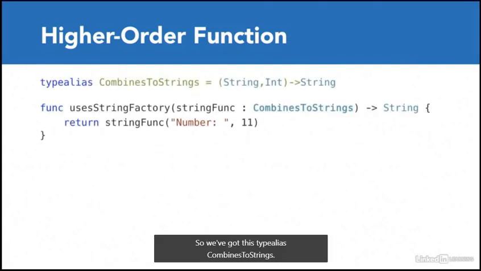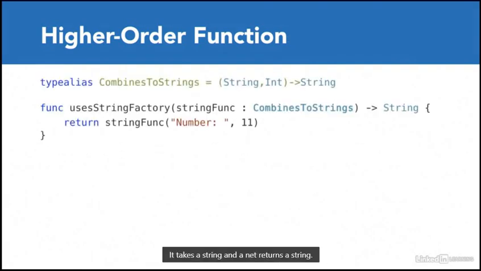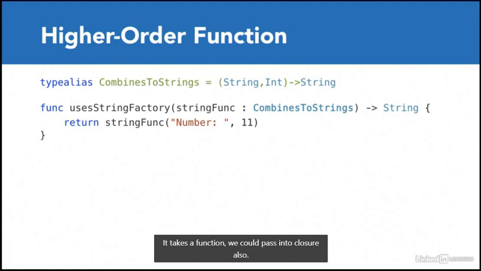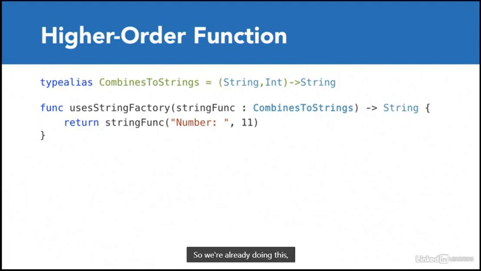So we've got this type alias, CombinesTwoStrings, that takes a string and an int and returns a string. Our usesStringFactory takes that closure, CombinesTwoStrings. So it's a higher order function. We can pass in anything that matches that type, any type of closure. We were doing it with a function. We were also doing it with a variable or a constant named aFunc of that same type, but it meets the definition. It takes a function. We could pass in a closure also. So we're already doing this.